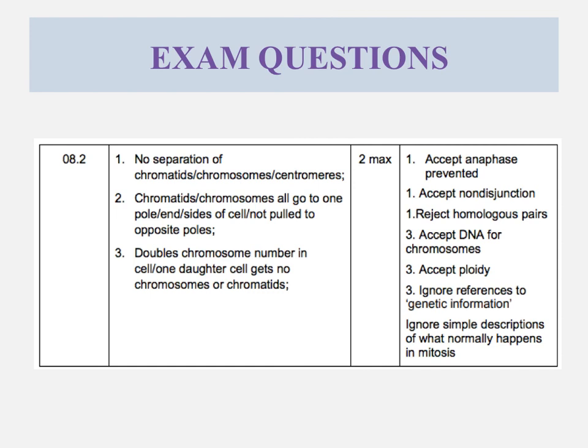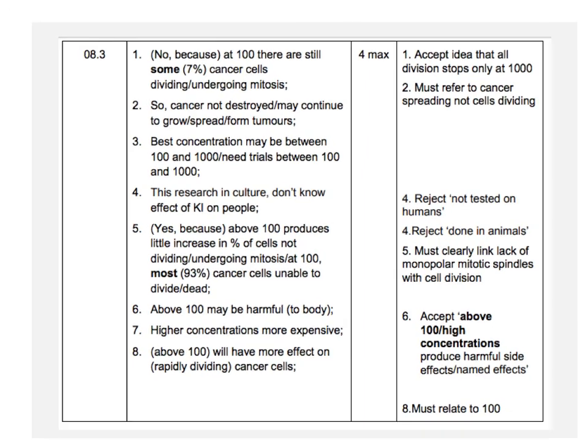Next question was the big one. Okay, it was looking at that data set. Do these data support the conclusion that 100 nanomoles was the best or the most suitable for the treatment? So you should have had yes and no. Okay, no, it's not suitable because at 100 nanomoles there was only 93% of the cells showing that monopolar mitotic spindle. So some of those cells, bearing in mind that they're cancer cells, can still divide. This means that the cancer isn't destroyed, or it might continue to grow.